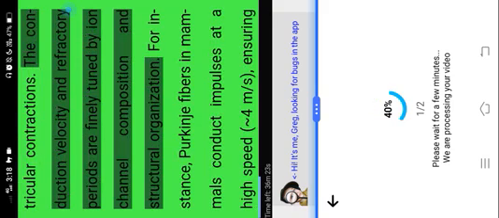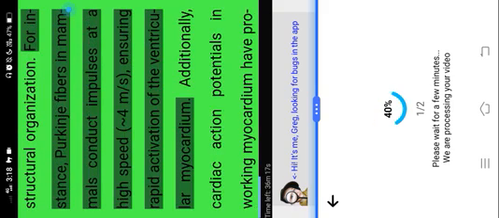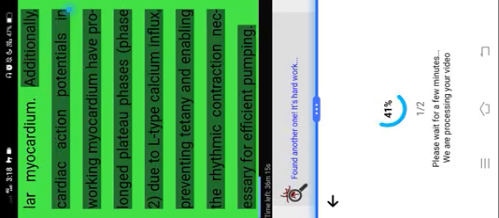In mammals and birds, the myogenic heart is intricately organized to facilitate dual circuit circulation, requiring precise timing of atrial and ventricular contractions. The conduction velocity and refractory periods are finely tuned by ion channel composition and structural organization. For instance, Purkinje fibers in mammals conduct impulses at a high speed, approximately 4 meters per second, ensuring rapid activation of the ventricular myocardium. Additionally, cardiac action potentials in working myocardium have prolonged plateau phases, phase 2, due to L-type calcium influx, preventing tetany and enabling the rhythmic contraction necessary for efficient pumping.